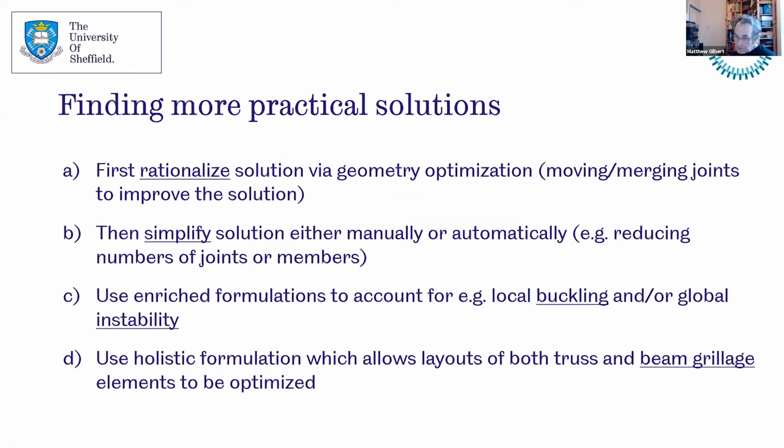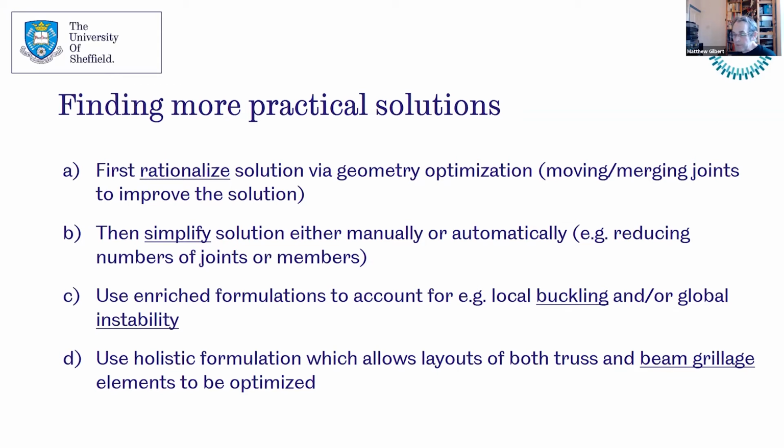So a number of steps are shown on the current slide. We rationalize the solution via geometry optimization as the first step. Geometry optimization involves modifying that optimization formulation so the XY positions of nodes or joints are included.